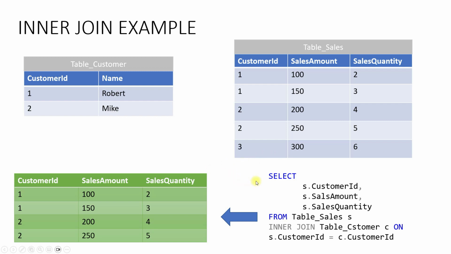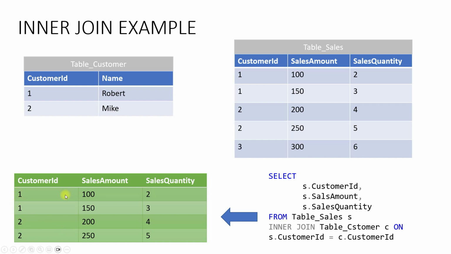If we wrote this query, we would select the customer ID, the sales amount, and the sales quantity from the base table, table sales, and we give it an alias as S. Then we perform an inner join on the table customer, and we call it C for customer. I misspelled customer here, sorry about that. Then we say the sales table's customer ID is equal to the customer's customer ID field. When we do an inner join, as we said, we're going to get all of the rows that are matched from this table and this table. So that will give us the output that we see here.